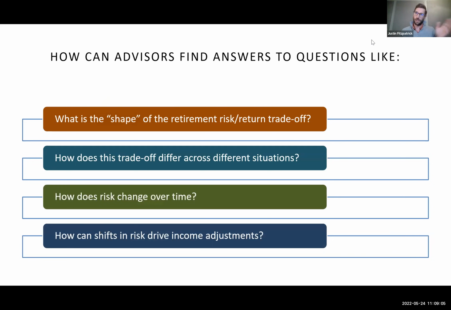Older and younger clients, clients with different mixes of income sources. How does risk change over time? So as I live through my retirement, as I advance in my retirement income plan, how would risk change? And how do shifts in risk drive income adjustments?